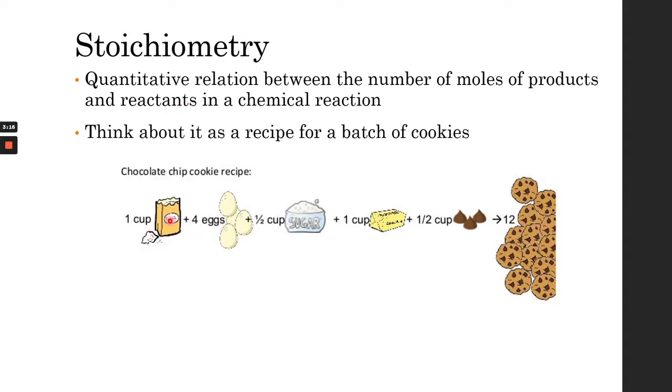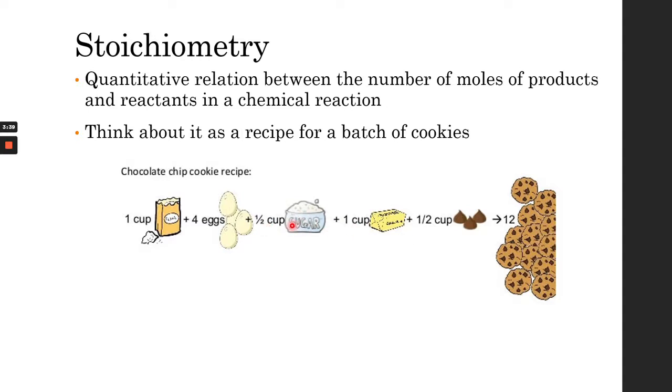And then after combining these together, you add heat. Basically, you bake them in the oven. You end up having 12 cookies. And you can think of these 12 cookies as your products, the result of the combination of your ingredients, or in a chemical reaction, the product is the result of the combination of your reactants.